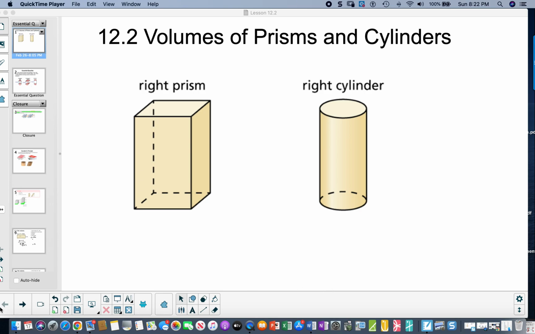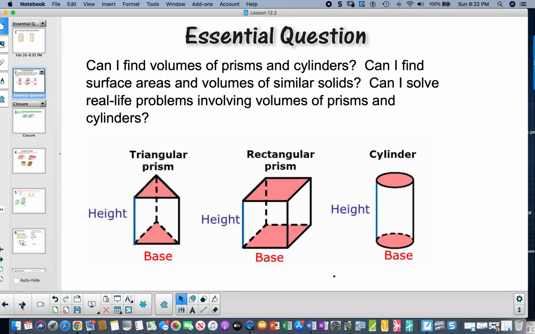12.2 Volumes of Prisms and Cylinders. Essential question: can I find volumes of prisms and cylinders? Can I find surface areas and volumes of similar solids?